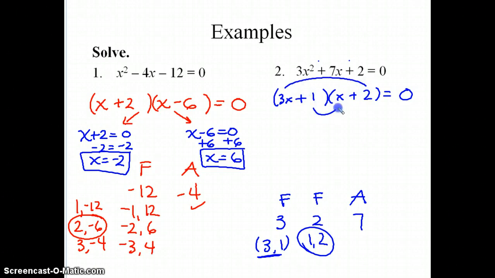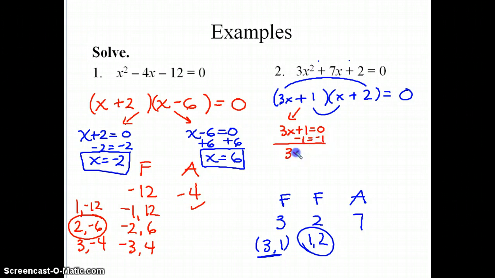And I'll do our smiley face process. 3x times 2 is 6x. 1 times x is 1x. 6x plus 1x is 7x. I do have this completely factored. Now I'll use the zero product rule. Set each factor equal to 0, and then I will solve.